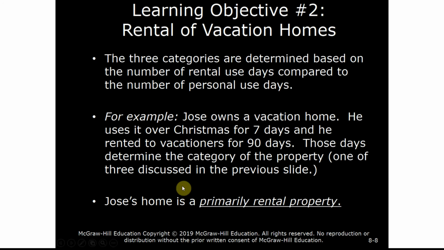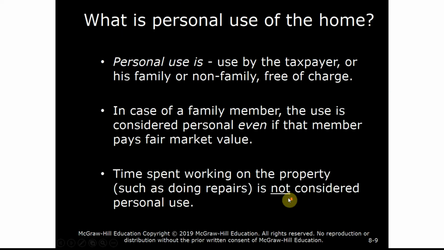Let's take a look at a situation where we have a vacation home that's primarily a rental property. In this case, Jose owns a vacation home. He uses it over Christmas for 7 days, and he rents it to vacationers for 90. Well, that's primarily rental because he used it for vacation purposes less than the 15 days, which we'll talk about shortly, or 10% of the 90 days. 10% of the 90 days is 9 days, and certainly 7 days is less than the 15. So this is a primarily rental property, and we would account for it differently on the Schedule E.